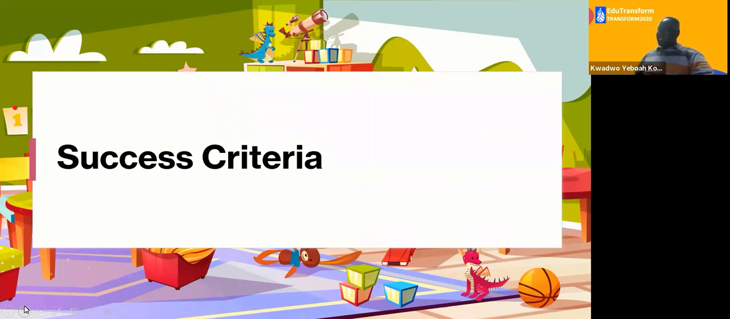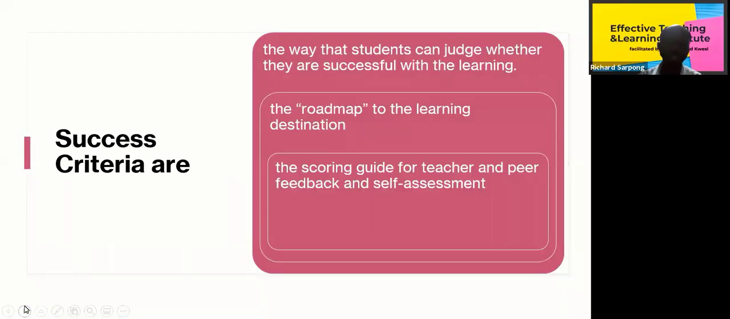So now we want to look at success criteria. What is success criteria, Kwesi? All right, so that is how success looks in a lesson. It is the way that a student is able to judge whether they are successful with the learning. So it is a scoring guide for both the teacher and the student to provide feedback on the students' learning and the progress they are making. It is a way that a teacher uses to assess students' work, or for students themselves to self-assess their work.